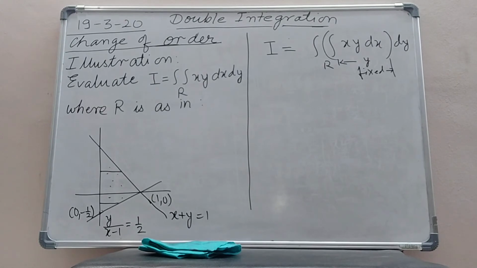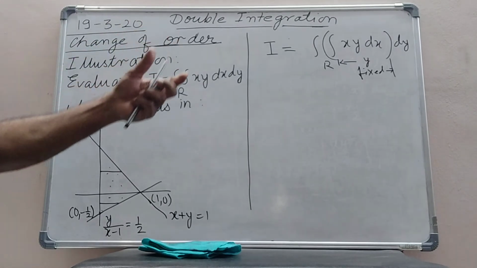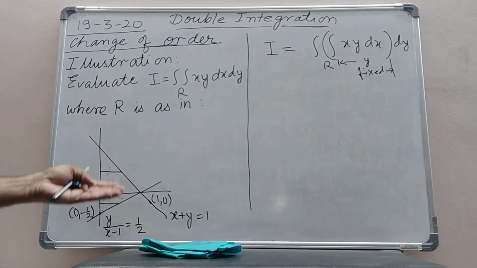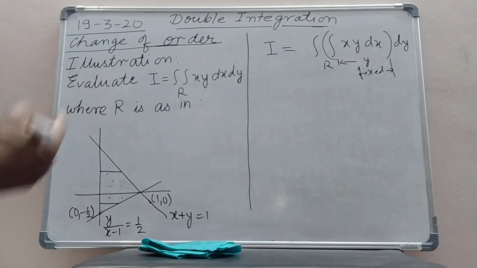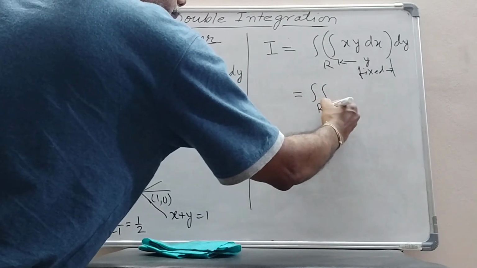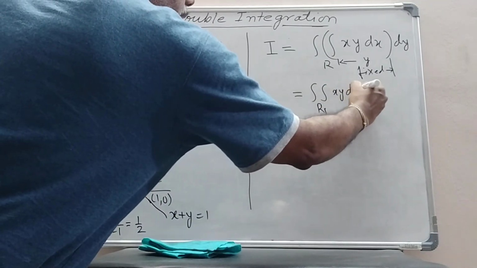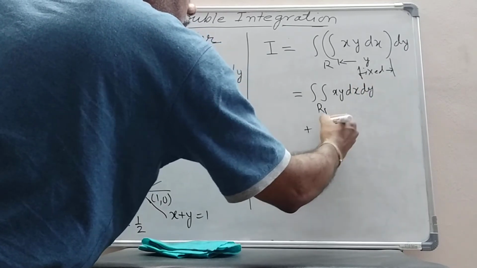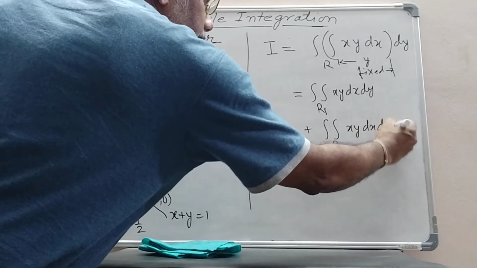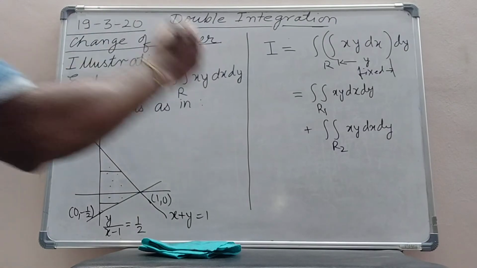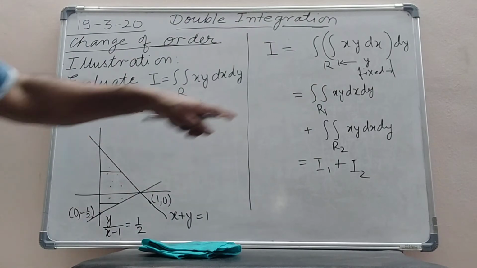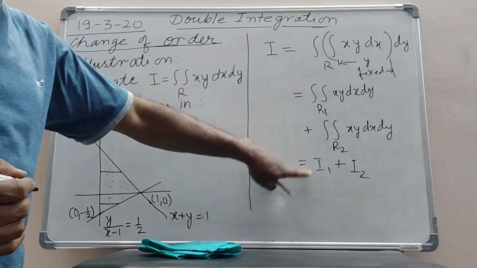So I cannot set the limits for both the strips in one go. So what I do is the following. This is equal to integral over R1 xy dx dy plus integration over R2 xy dx dy, and I call them I1 plus I2. The first one is I1 and the second one is I2.